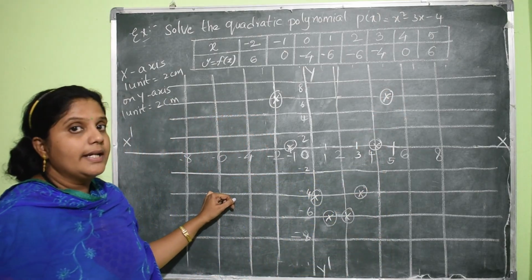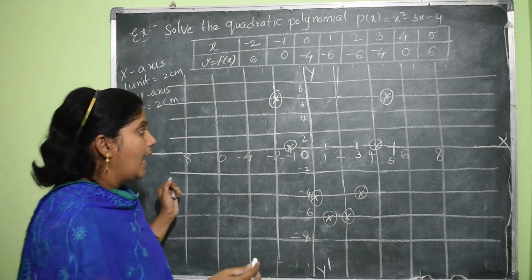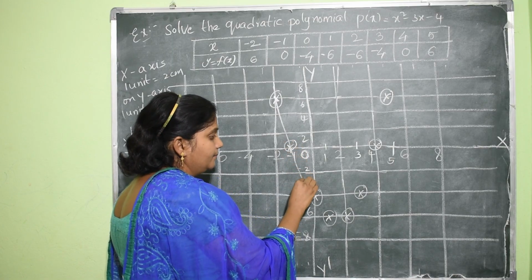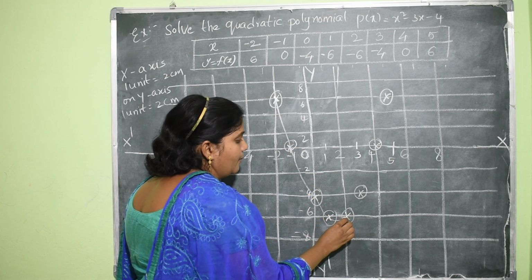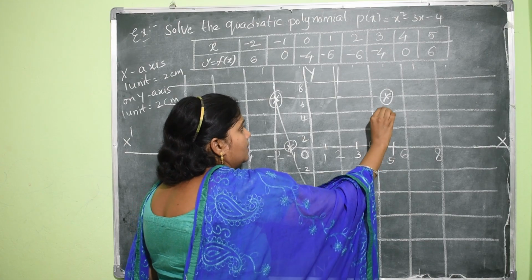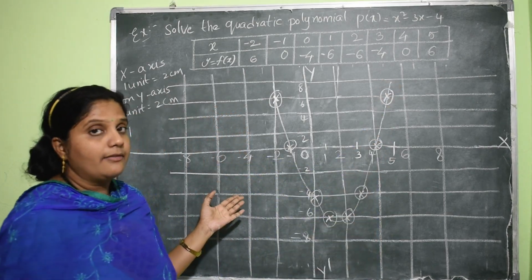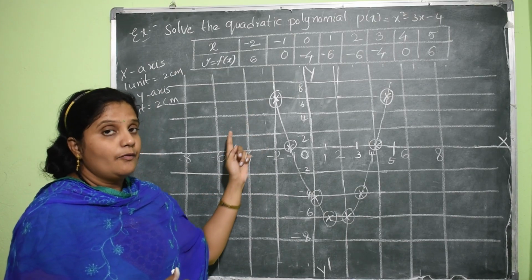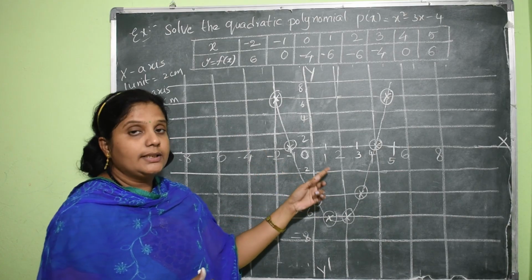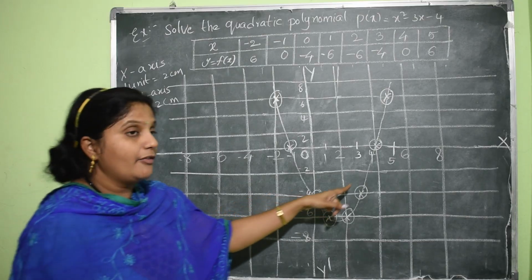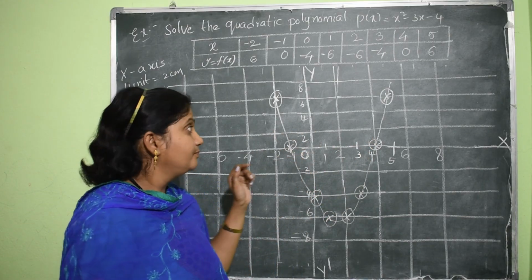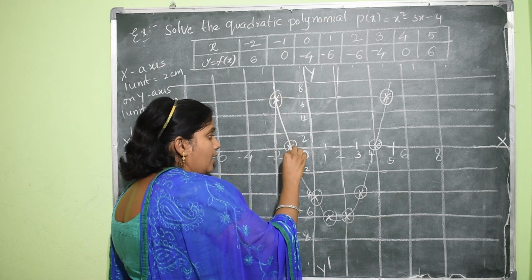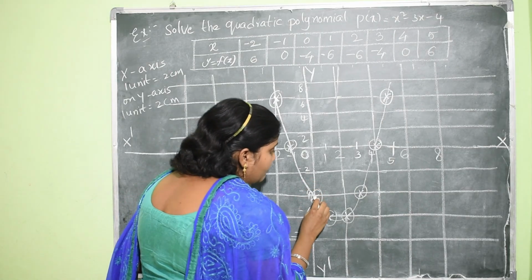So now what we have to do is just join the points and observe what graph we have got. So join the points. Like this, join the points. What is the graph we have got? That is an upward parabola. After locating the points, we have drawn the graph using the points. So look at the graph, how it came for the quadratic polynomial: upward parabola.